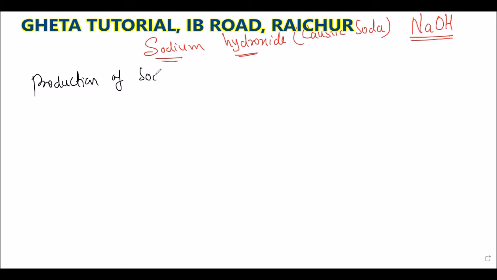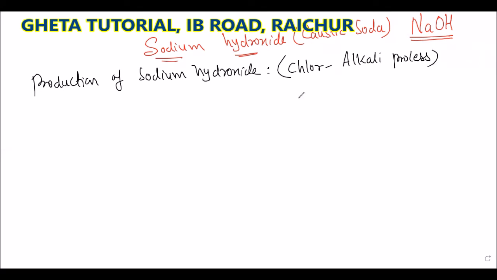of sodium hydroxide, and the process is called by one special name. What is this process called? Chlor-alkali. Correct, the chlor-alkali process. This process name is given, chlor-alkali process.